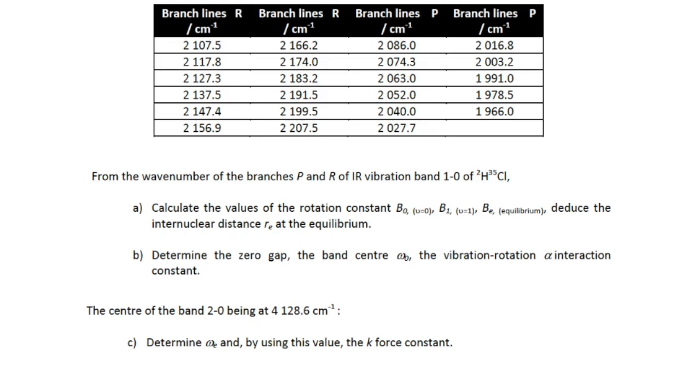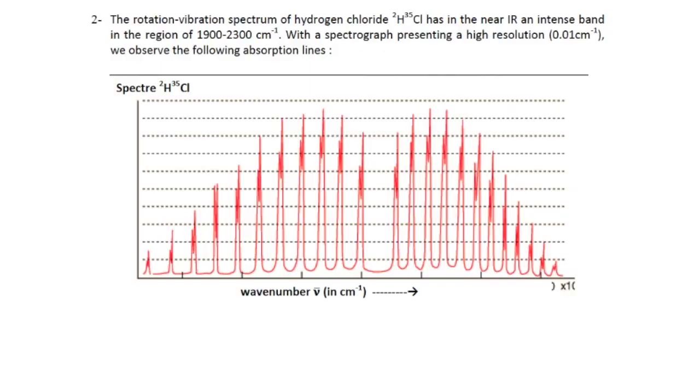Now, you are given in this exercise the values of the wave numbers for the lines on the rich branch and the ones for the poor branch. The question says, from the wave number of the branches P and R of this band 1, 0, what does 1, 0 mean? It means that we are going from V equals 0 to V equal 1 on the vibrational levels. So this band seen here corresponds to the transition from V equals 0 to V equal 1, and these lines correspond to all the possible transitions of the rotational states in this jump of vibrational energies.